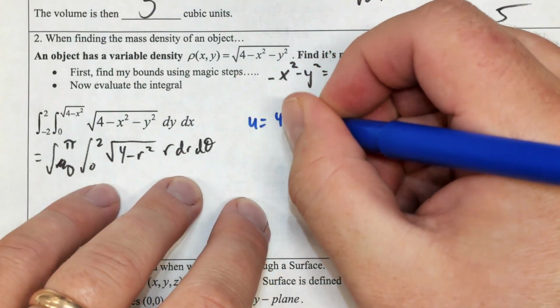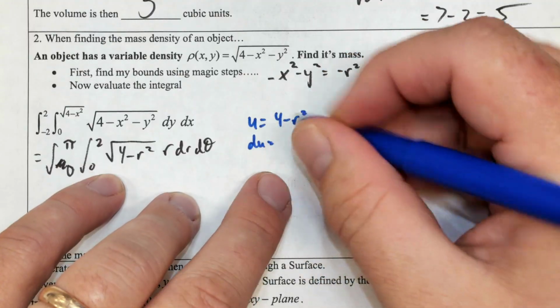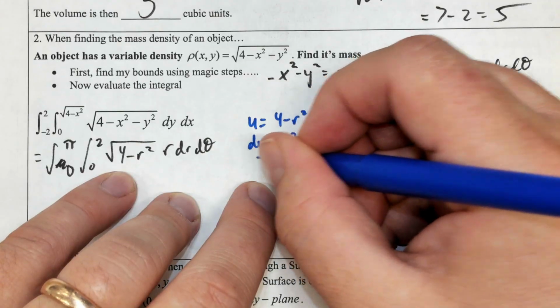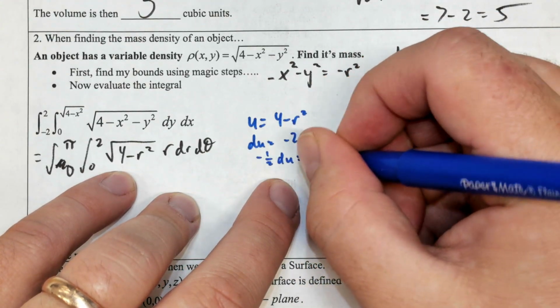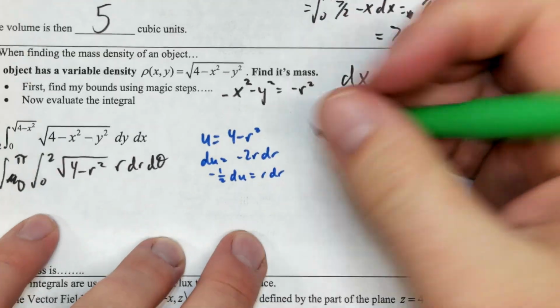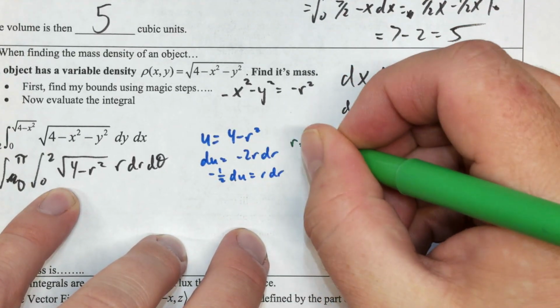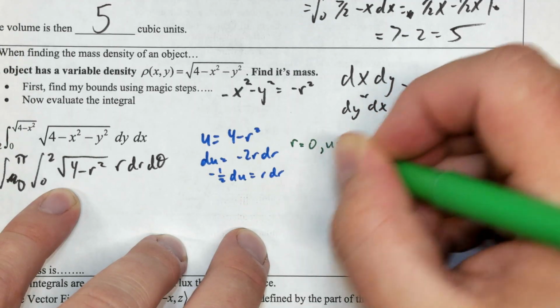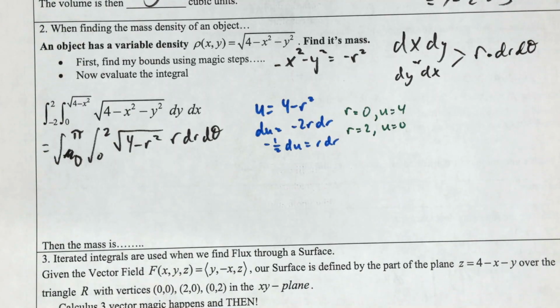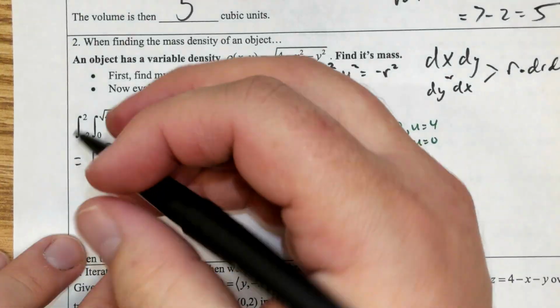U is 4 minus r squared. du is negative 2 r dr. Negative 1 half du is r dr. I also have to move my bounds with this. When r is 0, u is 4. When r is 2, u is 0. So I also end up with flipped bounds on this.